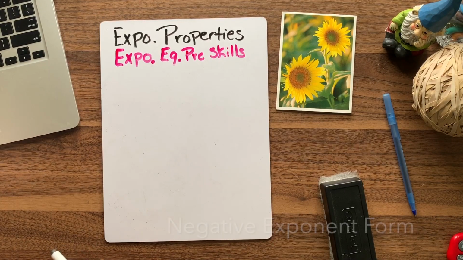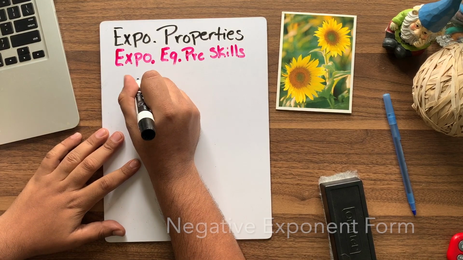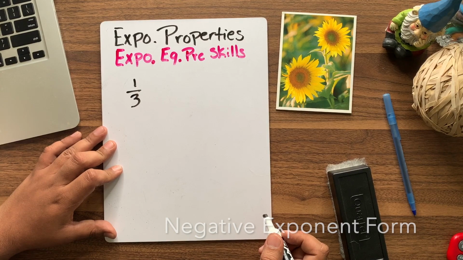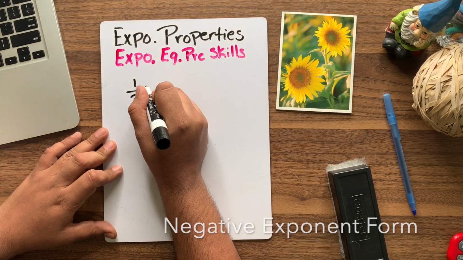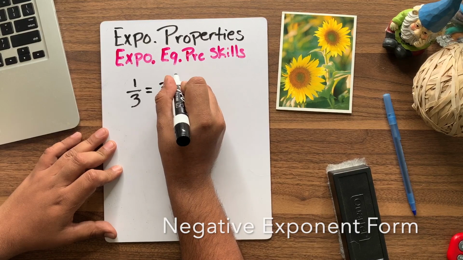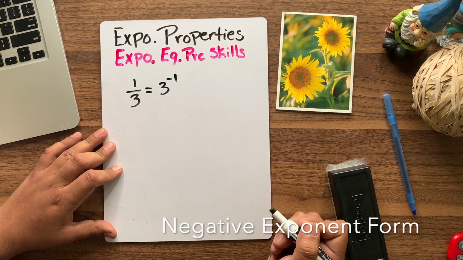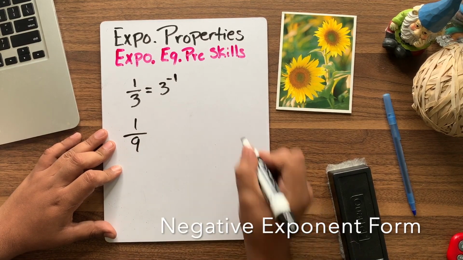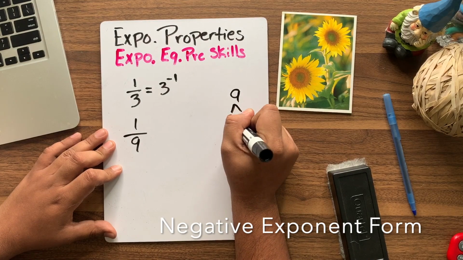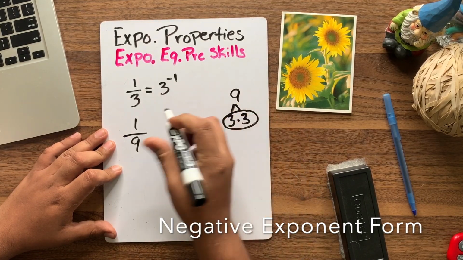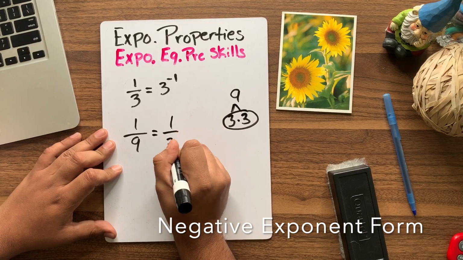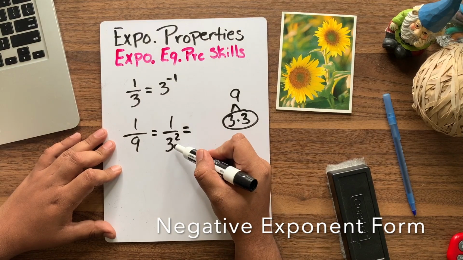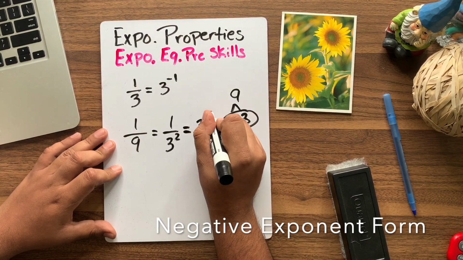Sometimes you're going to need some skills. You need to be able to transform a fraction into a negative exponent form. Okay, so in this case, I know 1/3 is the same thing as 3 to the negative 1. Likewise, if I have 1/9, well, 9 is 3 times 3, which then this is 1/3 squared. But then I want it in negative form because this is in the bottom. This is really 3 to the negative 2.